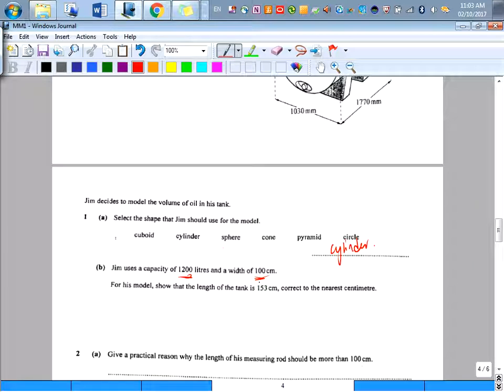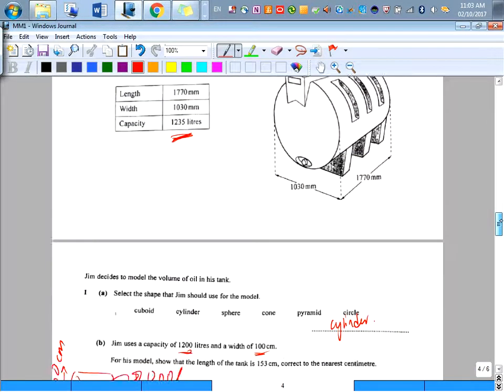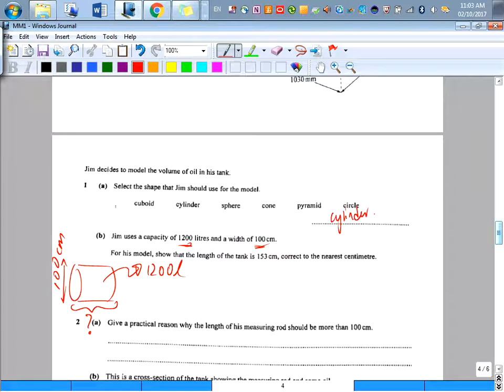So for this model, show that the length of the tank is 153 centimeters. Now we already know we're using a cylinder. So given that the volume over here is 1200 liters, and there is a width, this is the width of 100 cm. Then I want to calculate the length. Okay, so this cylinder is resting on its side, similar to this. So once we can visualize this, we can calculate this horizontal distance, which is the height. In this case, they call it the length. Okay.